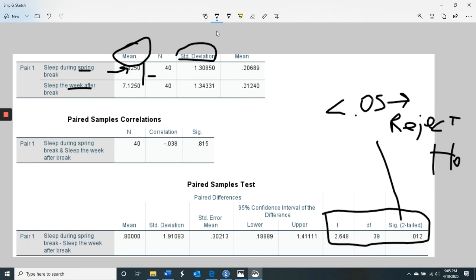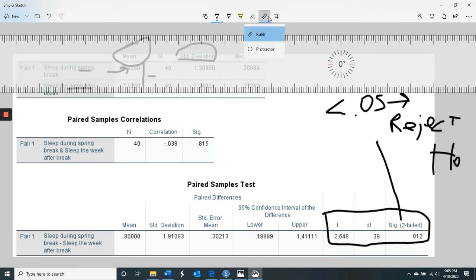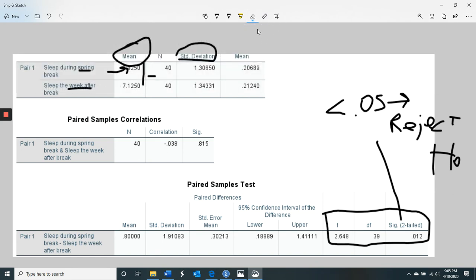Oh, sorry about that. I was going to erase. Get out, ruler. I don't want you there. I'm going to erase that so we can see the 7. Oop. I can always rewrite. Okay. So we're comparing people on sleep, and this mean is higher than this mean. So people slept more during spring break versus the week after spring break. That's the basic structure.